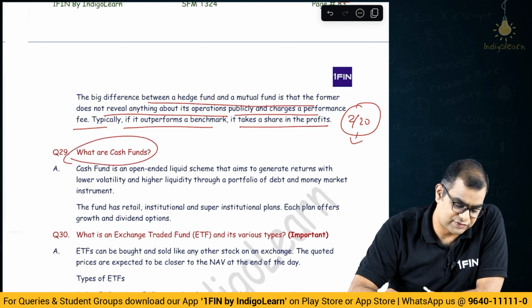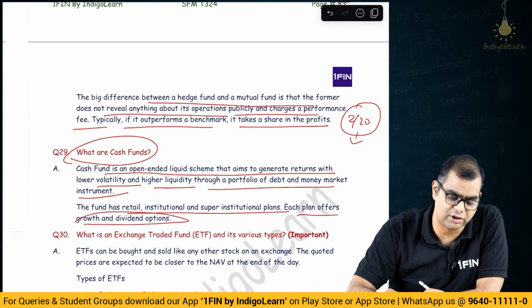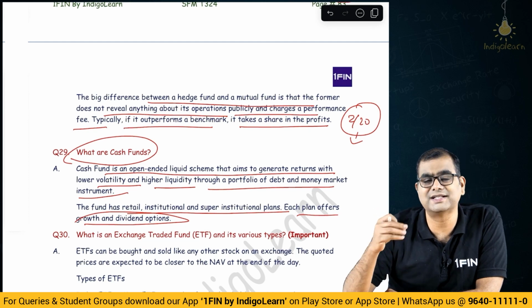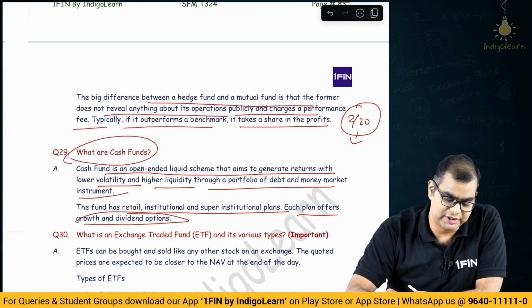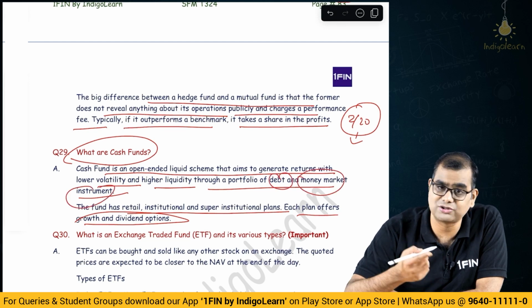Then you have something called a cash fund. A cash fund is an open-ended liquid scheme that aims to generate return with lower volatility and higher liquidity through a portfolio of debt and money market instruments. The fund has retail, institutional and super institutional plans, each plan offering growth and dividend options. Basically, you invest only in debt, it is not cash. When you say cash, it is equivalent to cash, right? So they invest in debt and money market instruments, and not in equity.